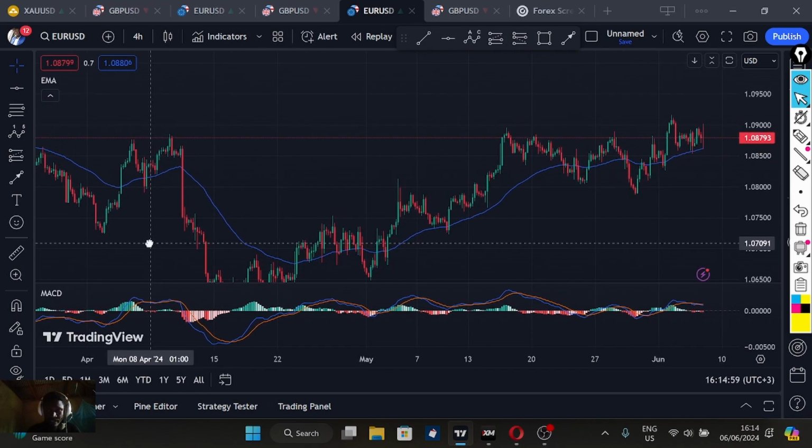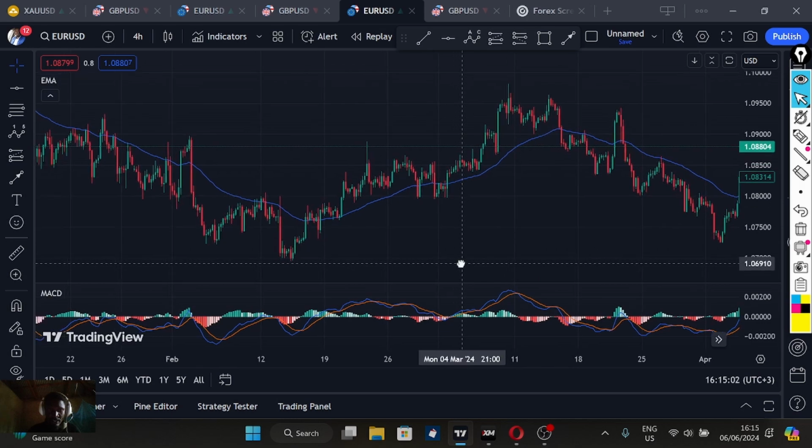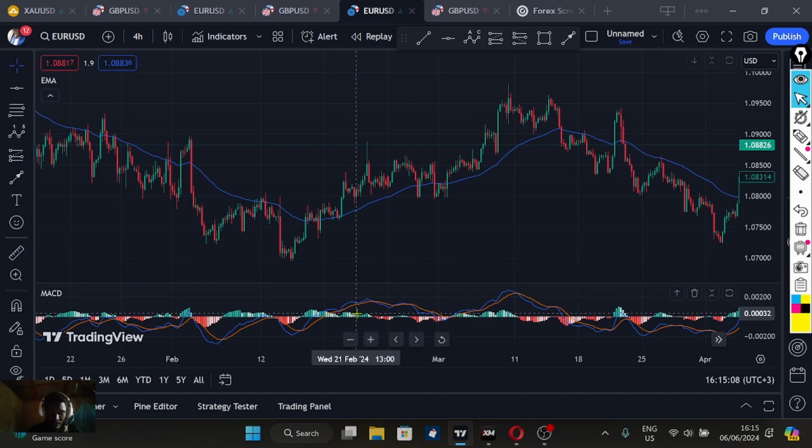Let's look at another example. Like here, when the moving average line is below the price and facing up, the MACD histogram is green, and the lines are facing up. This indicates that this is an uptrend. I hope you understand this. This is a clear indication that the market is rising.